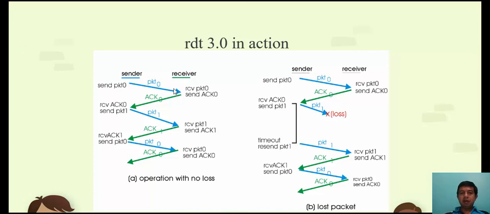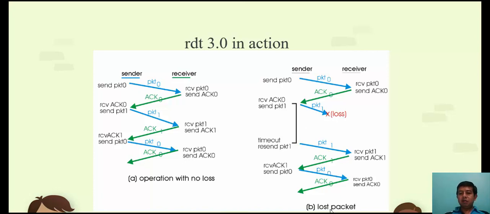So the sender sends the first packet, the receiver receives the packet, it sends an acknowledgement. The sender sends the subsequent packet, it receives an acknowledgement, it sends the next packet. So this goes on and on. So this is the normal operation.